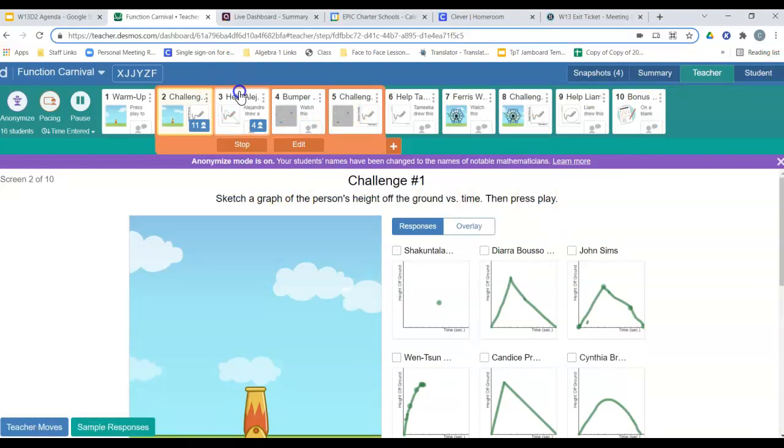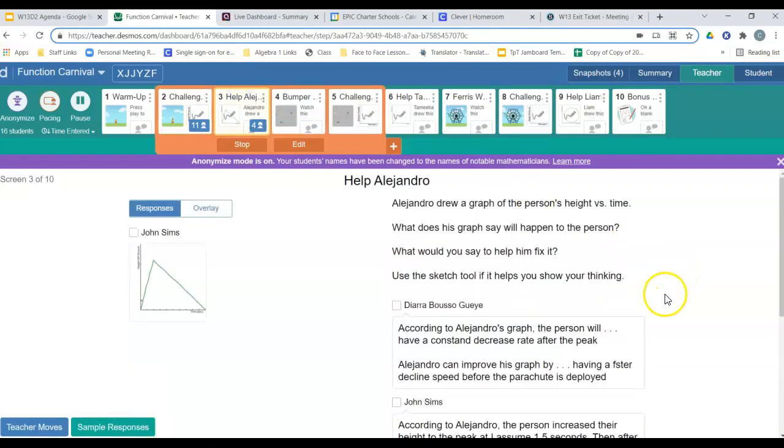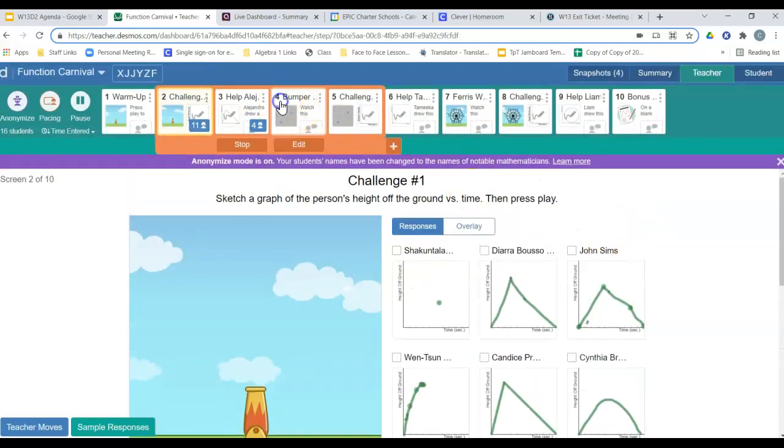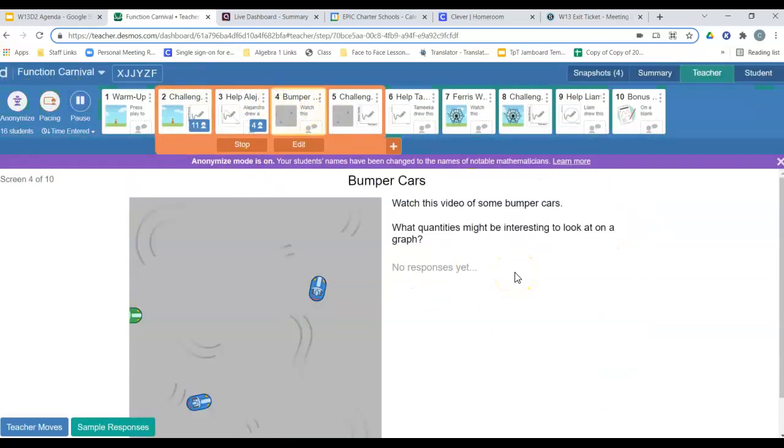If you have not helped Alejandro, go help Alejandro fix his graph a little bit. And then you can go on to bumper cars. How did they create that straight line? It's still locked. You mean you want me to hit play? The part where I start yelling at you guys for not doing anything, and then it's because I've paused it. Bumper cars!